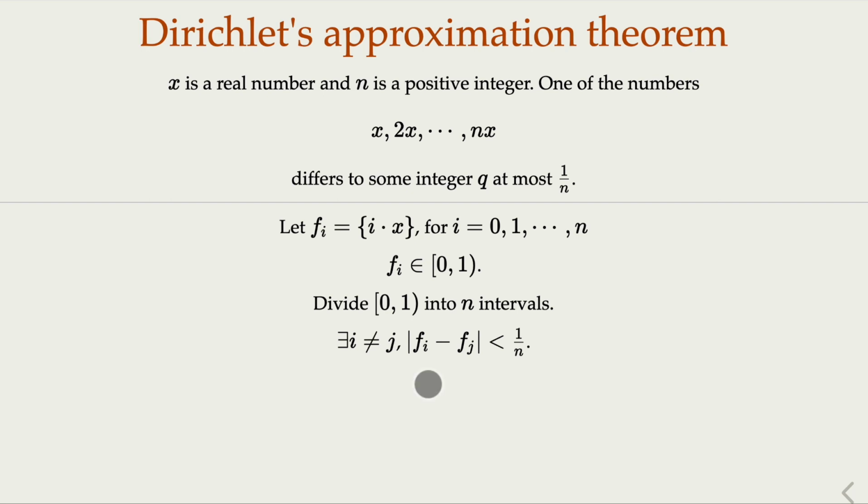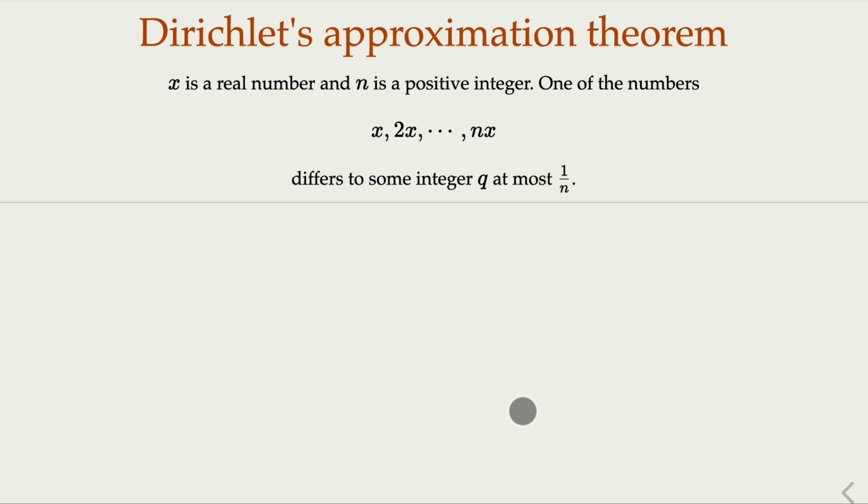We must have some integer p and some q so that px minus q is getting really close, and the distance is less than 1 over n. Okay, that's the main result. Go back and think about it. Try to prove it yourself.